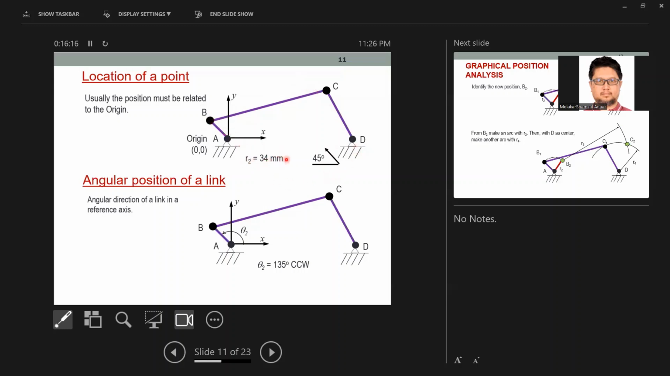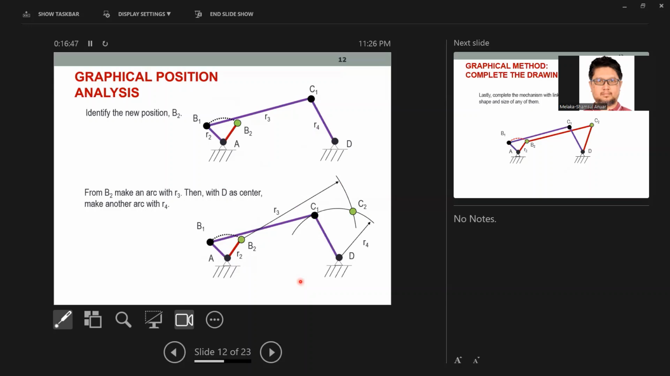Here R2 is at 45 degrees like that, or if you measure from positive X, this angle will be 135. So this one is shown: theta 2 will be 135 CCW. If you solve this through graphical methods, you have to solve it very accurately. You can decide whether you want to use the graphical method using AutoCAD, or manual drafting.